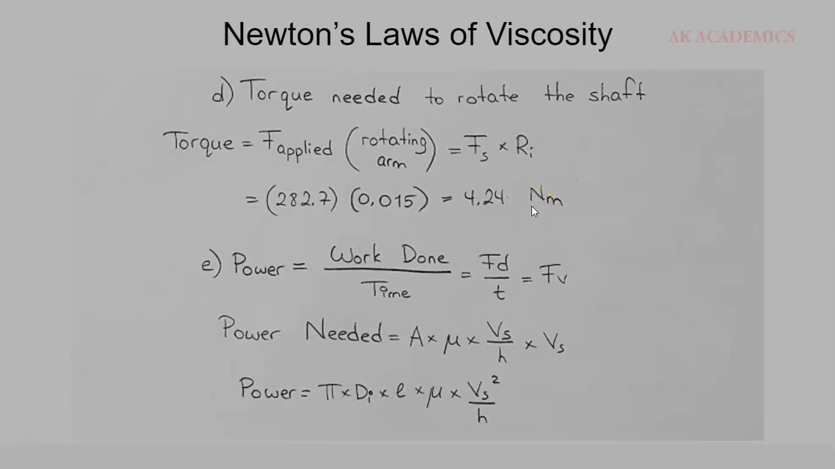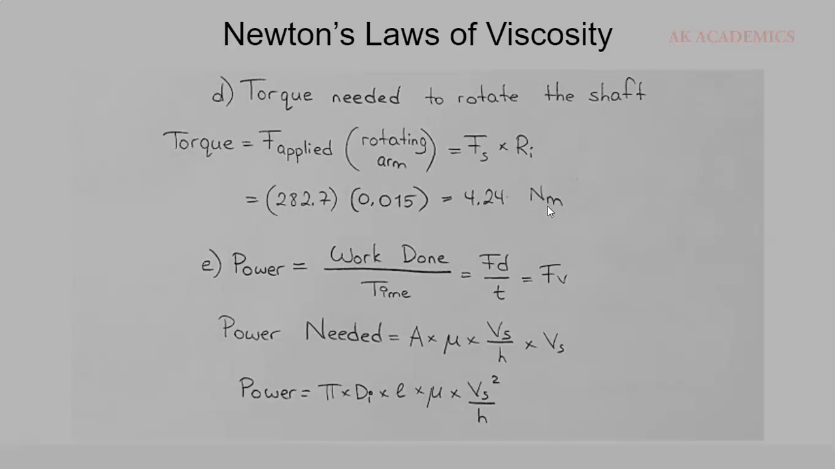So once you have the torque as 4.24 newton meters, for the power, we know from time that power is equal to work done over time. Work done is equal to force times distance. So power is equal to work done over time, which will be equal to force times distance over time, which will therefore be equal to force times velocity, because velocity is equal to distance over time. So we have force times velocity as power.